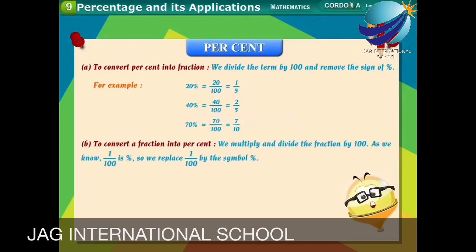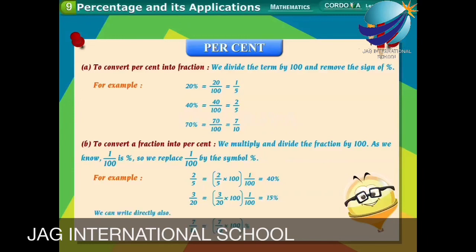To convert a fraction into percent, we multiply and divide the fraction by 100. As we know, 1 upon 100 is percent. So we replace 1 upon 100 by the symbol %. For example, 2 upon 5 is equal to 2 upon 5 into 100 into 1 upon 100, which is equal to 40%. 3 upon 20 is equal to 3 upon 20 into 100 into 1 upon 100, which is equal to 15%. We can write directly also. 7 upon 10 is equal to 7 upon 10 into 100%, which is equal to 70%.